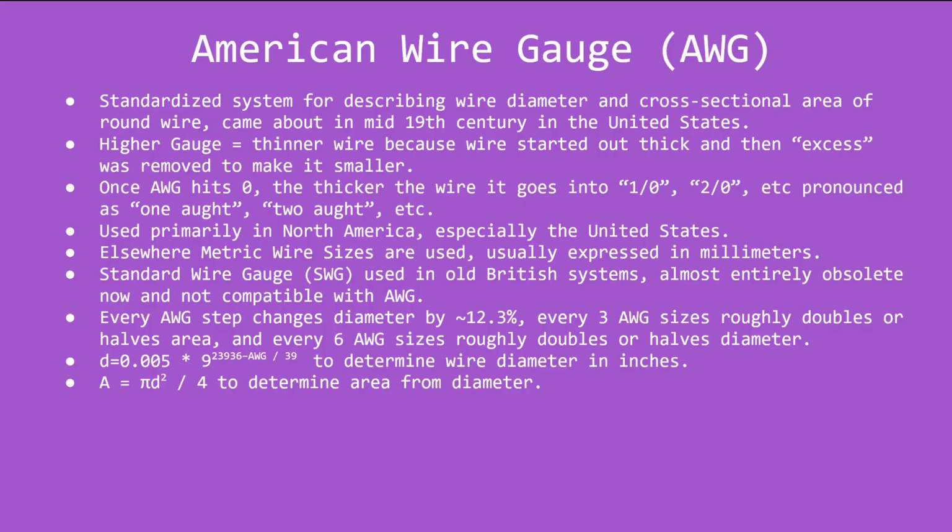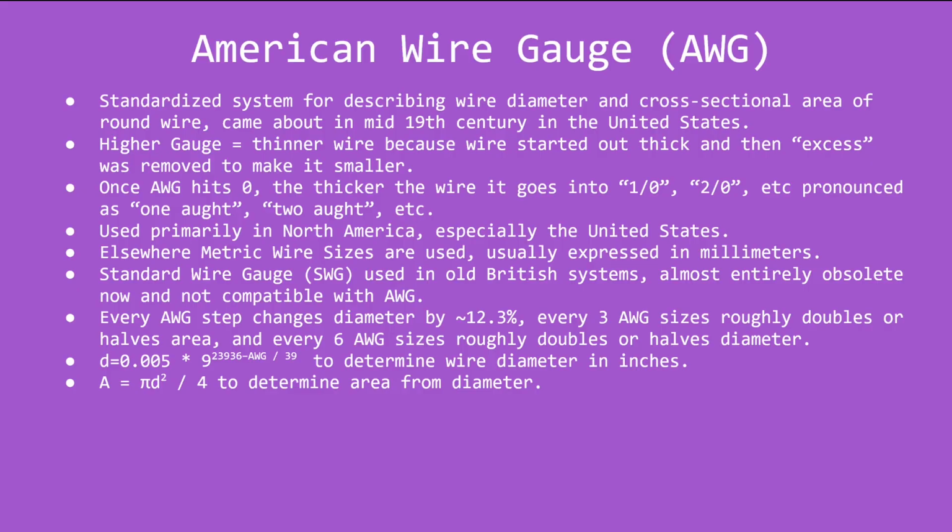Higher gauge means a thinner wire because the idea is the wire starts out thick and then you shave off excess to make it smaller. Once gauge hits zero, the thicker the wire, it goes into 1/0, 2/0, and such. And it's at that point it's pronounced one-aught, two-aught, etc. But those are really thick wires.